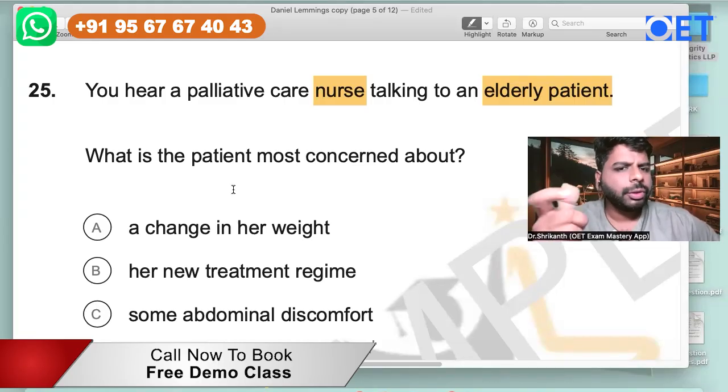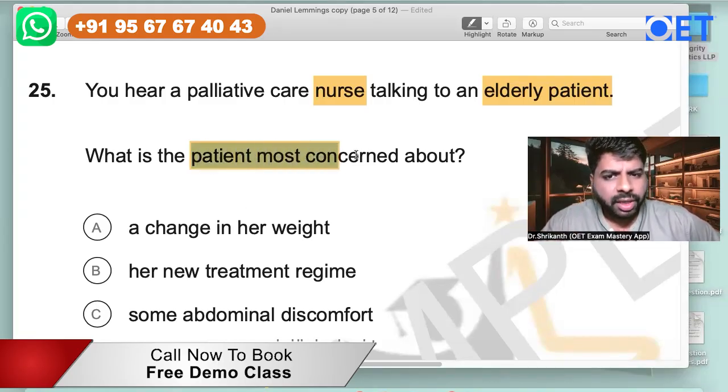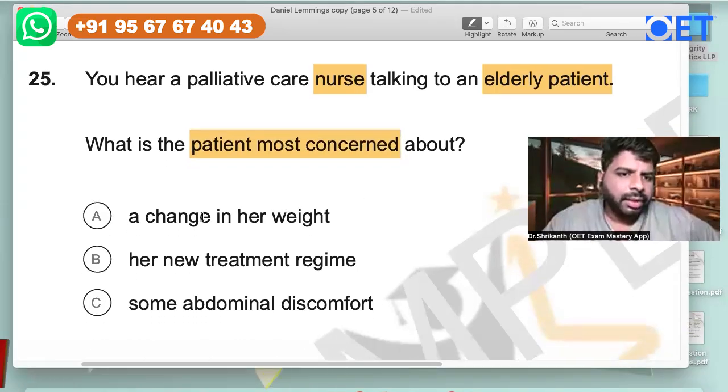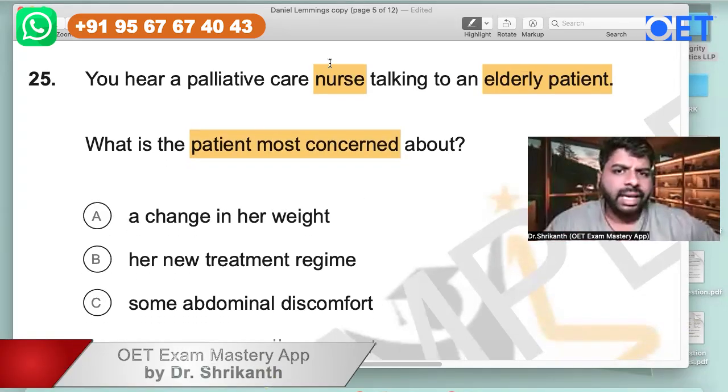So what is your duty over here? Your duty is to find what the patient is most concerned about. So this is the main concern type question. Now here, what are answer options A, B, and C?